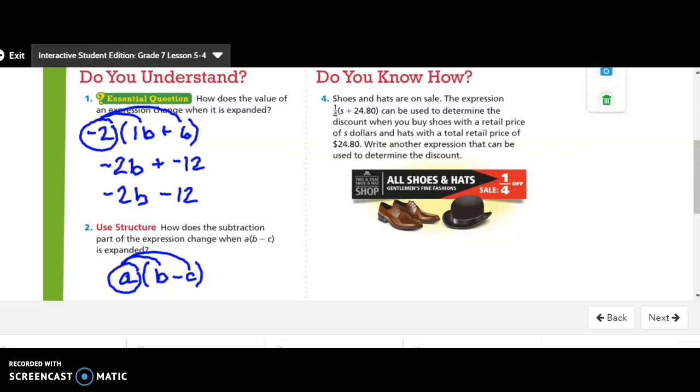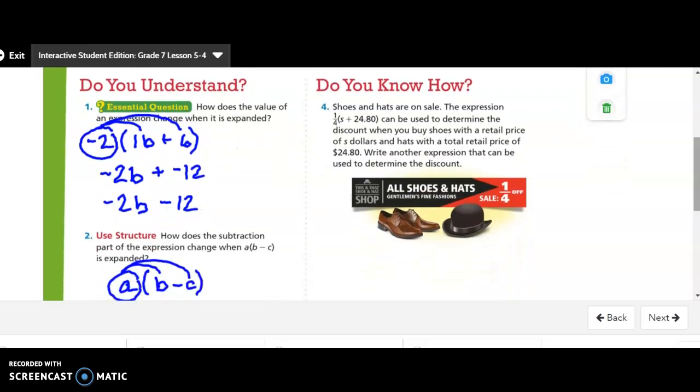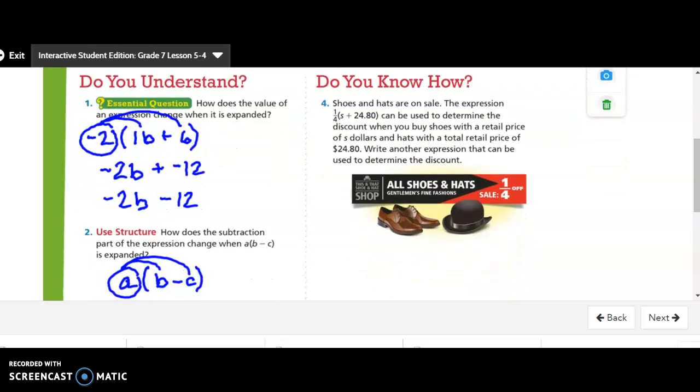So here we have number 4 on page 288. Shoes and hats are on sale. The expression 1/4 times S plus 2480 can be used to determine the discount. Write another expression that can be used to determine the discount. So if I have 1/4 times the quantity S plus 2480, 1/4 I can write as 0.25.